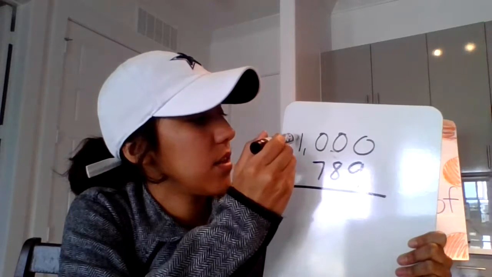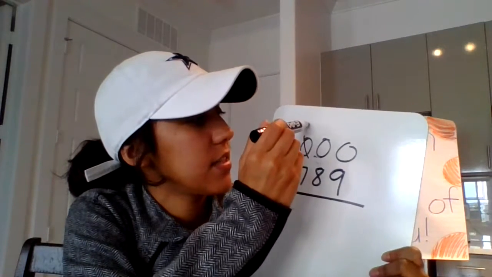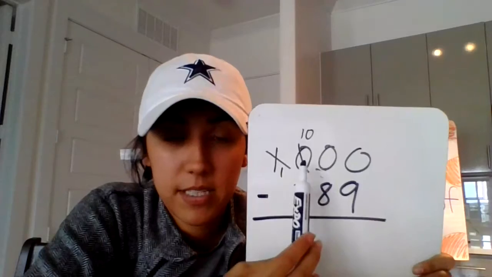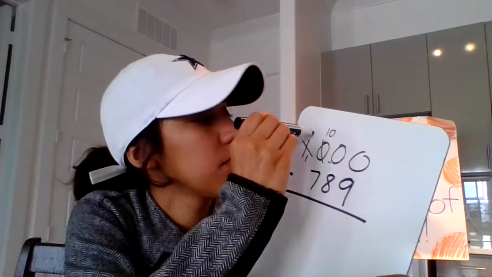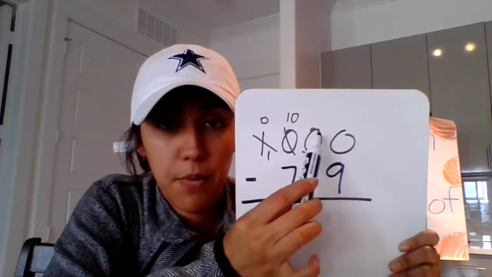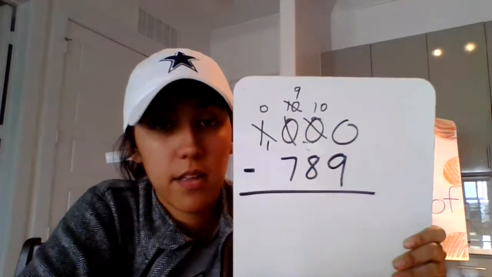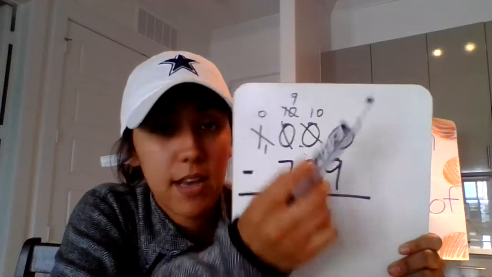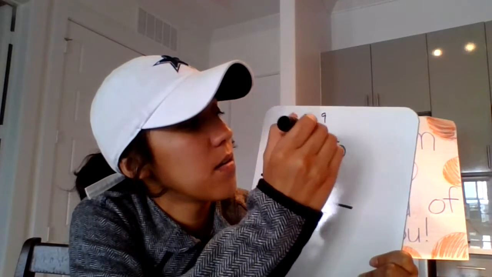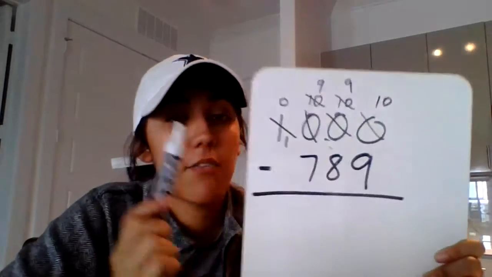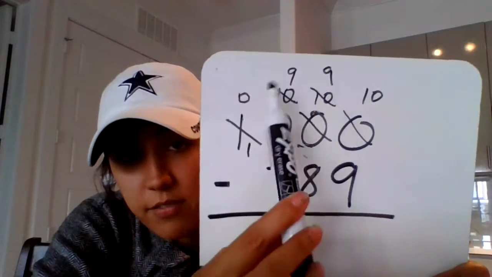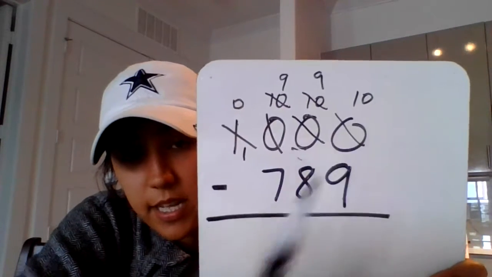So cross this out, it's going to give it to this 0. Okay, so make it a 10. Then we're going to borrow 1. Okay, and then we're going to borrow again. And after we're done regrouping, you should have 0, 9, 9, 10 at the top.